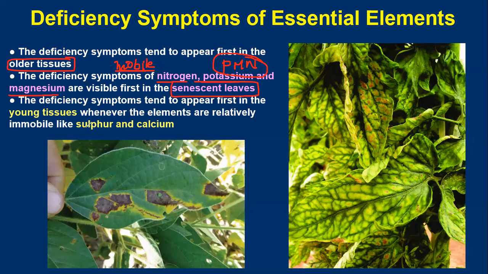Whereas elements such as sulfur and calcium are immobile. That is, they will not move from one part to another. So their deficiency symptoms first appear in the young tissue.